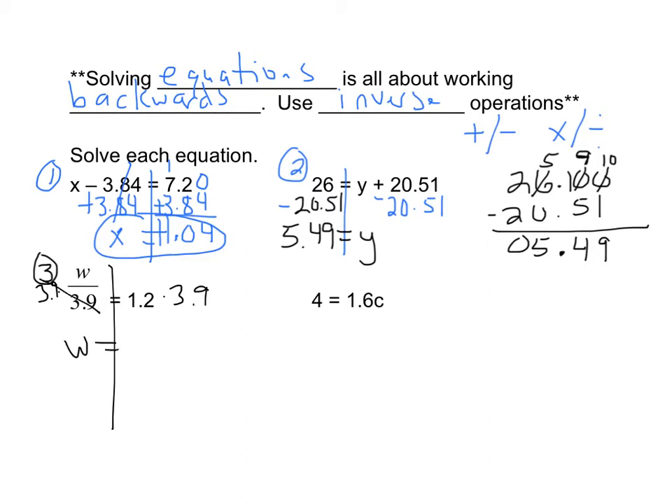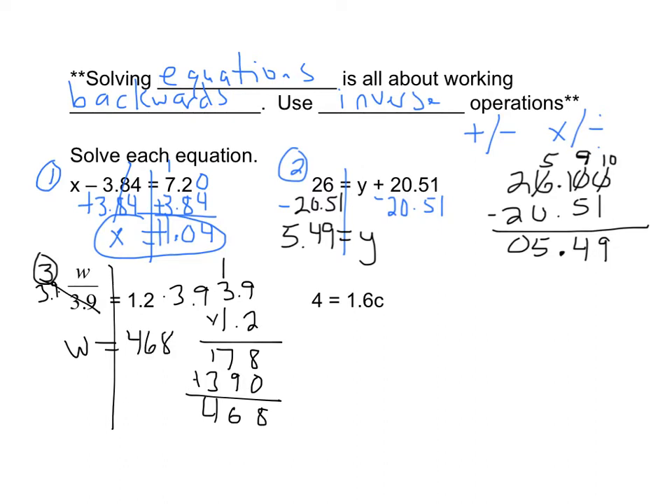Now I'm going to do 1 and 2/10 times 3 and 9/10. Order doesn't matter. 2 times 9 is 18. 2 times 3 is 6, plus 1 is 7. I'm going to put in my 0. 1 times 9, 1 times 3. Go ahead and add 8, 16, okay, 468. But we need to account for our decimals, so if I estimate with my whole numbers, 3 times 1 would be 3, so my decimal point is going to go in between my 4 and my 6. So it would be 4 and 68/100.